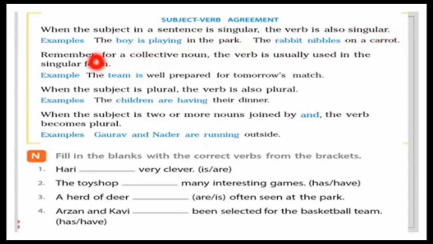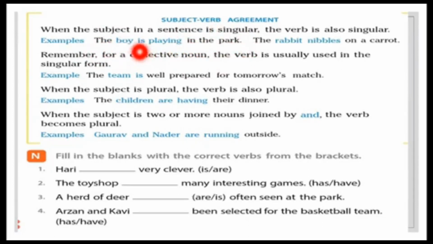For example, the boy is playing in the park. Here in this example, what is the subject? Who is doing the action in the sentence? The boy. So the boy is the subject, and what is the action? He is playing. So is playing is a verb, right? Where is he playing? In the park. So this becomes a preposition.